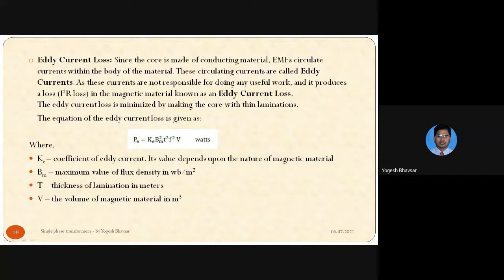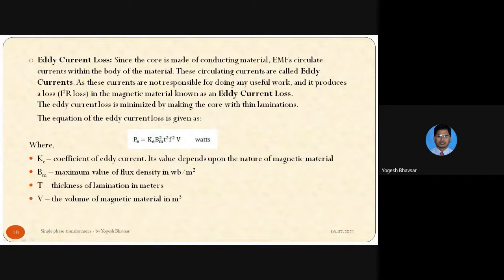The core itself will cut the fluxes and EMF will get induced in the core, which is made from the steel. Steel is a conductor, right? So it will circulate a current, and that circulating current is known as eddy current loss. As we are not using it, it is useless, so it is a loss. So this eddy current loss can be minimized by making the core with thin laminations. As I told you, at the time of losses, we'll tell you why laminations are provided for making the core. So this is the reason.